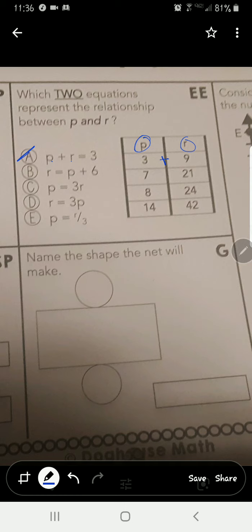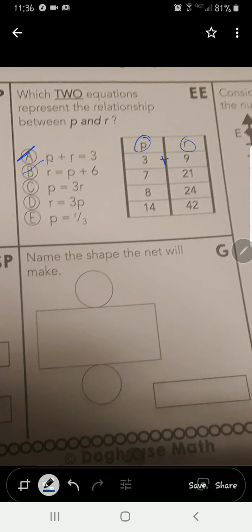R equals P plus 6. Let's see. 3 plus 6 does equal 9. 7 plus 6, does that equal 21? No, it doesn't. 7 plus 6 is 13. So B can't be it either.